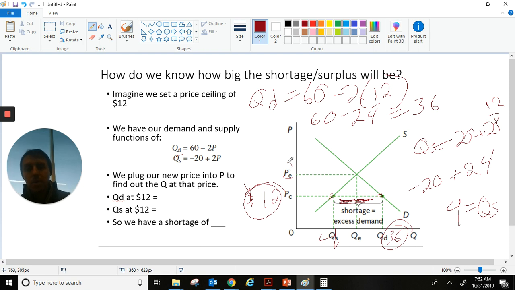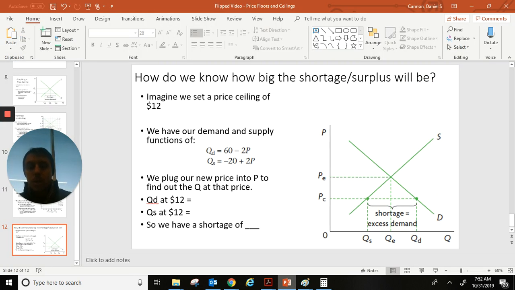So if I have my equilibrium price, I can just take my price floor, plug it in, and I can tell you exactly how big or small the surplus or shortage are. Okay, so that's the idea. Make sure you have all those examples in your notes.